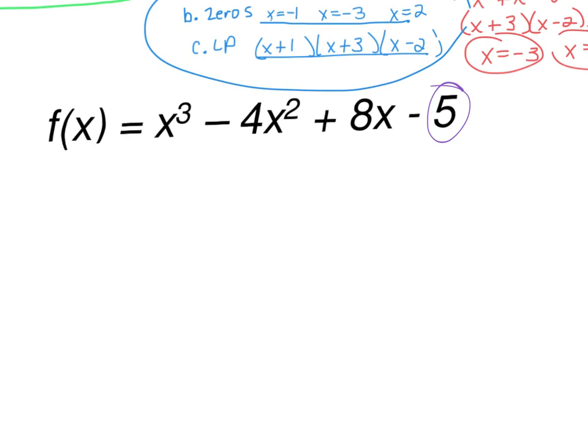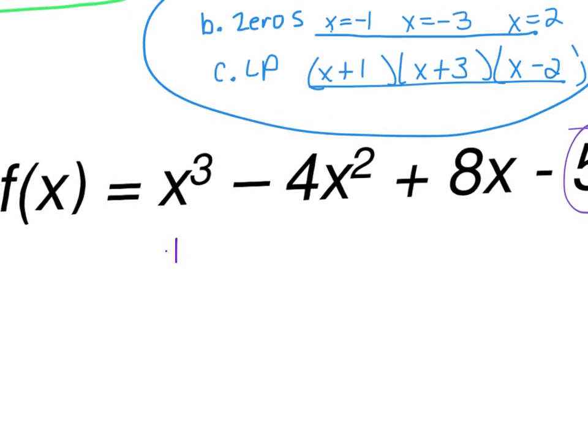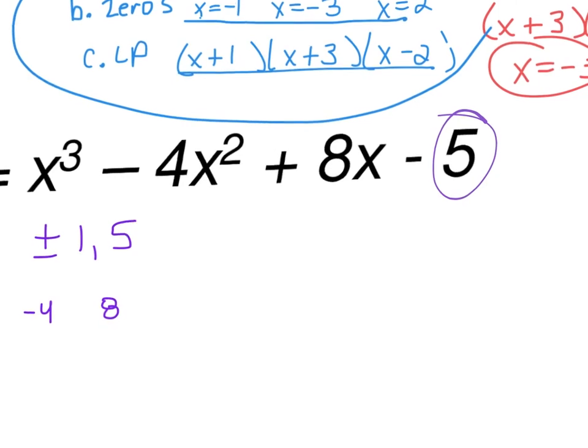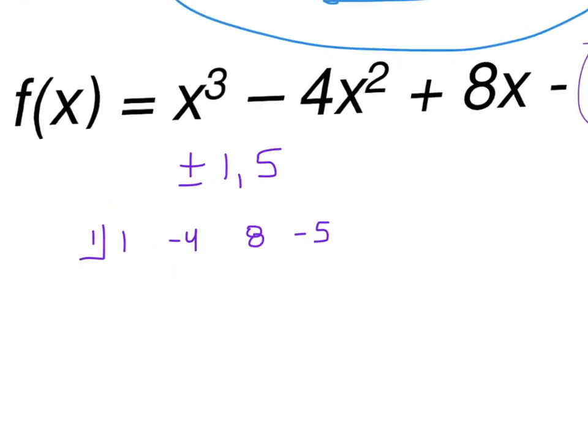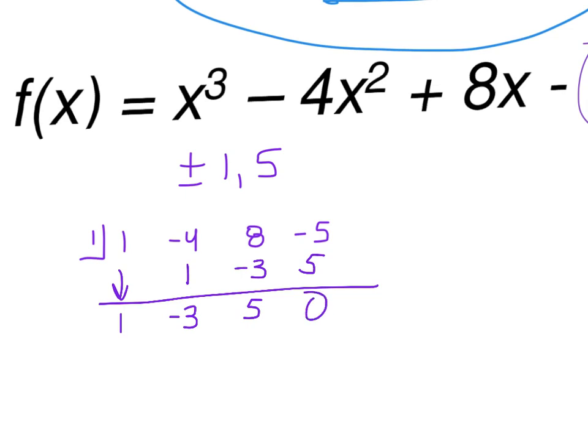Go through the whole process. Do I have any common terms I can factor out? No. Do I have any common x's I can factor out? No. So let's do plus minus 1 and 5. Start with 1. So I have 1, negative 4, 8, and negative 5. Okay, synthetically divide. Bring down the 1. 1 times 1 is 1. Negative 4 plus 1 is negative 3. Negative 3 times 1 is negative 3. 8 minus 3 is 5. 5 times 1 is 5. What did we just prove? 0. Okay, so x equals 1. That's one of my solutions.